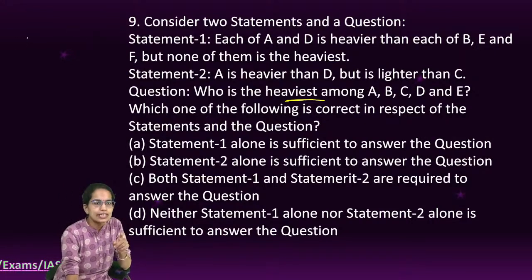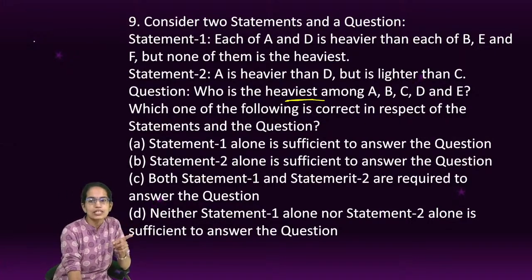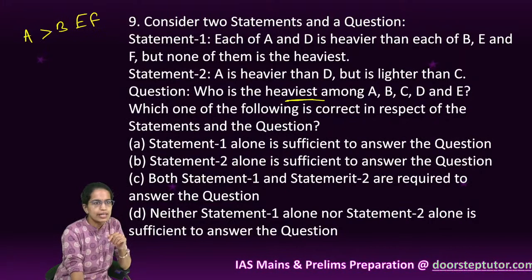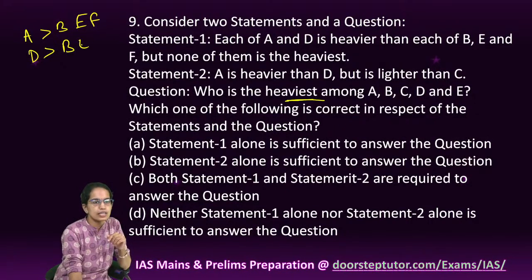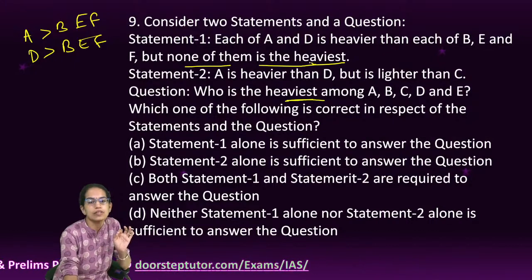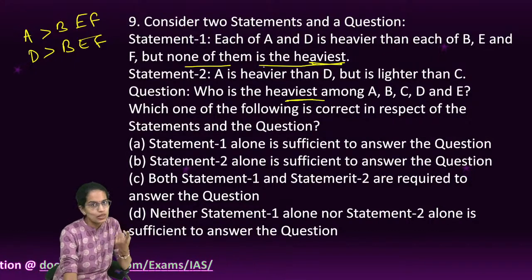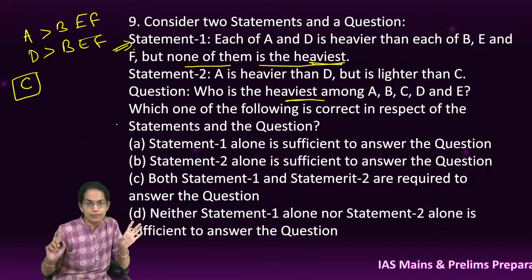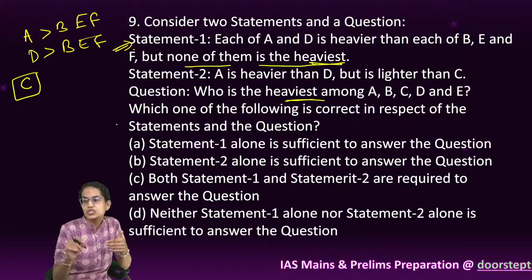Now, when I say A and D is heavier than each of B, E and F, that means A is heavier than B, E and F, and then D is also heavier than B, E and F. But it also at the same time mentions none of them is the heaviest. So who is left out? Only one is left out, which is C, and therefore C would be heaviest. Okay, so for this I do not require any other statement. This statement is sufficient in itself.